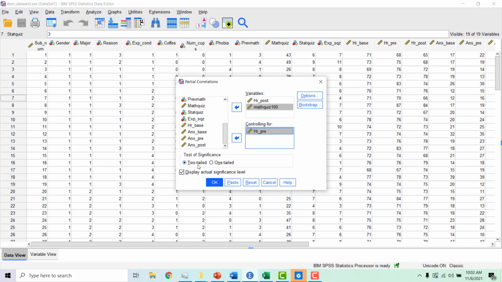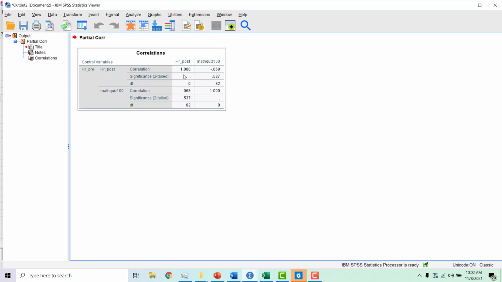So we're going to keep the two-tailed test of significance, and we're going to display the significance value. And here, this table is exactly the same as the non-partial correlation. We just have a table of the variables we're correlating, but this time we're accounting for the control variable.